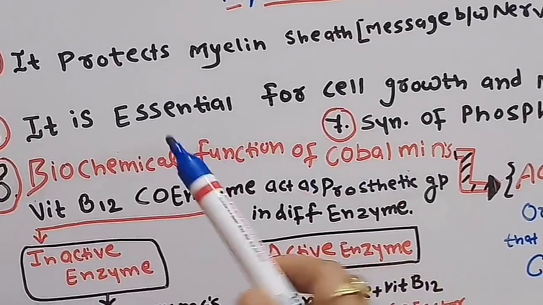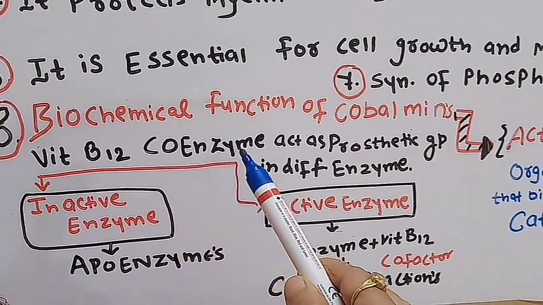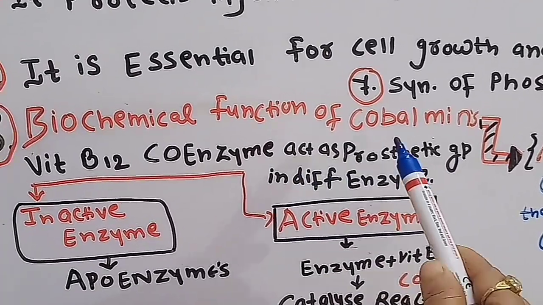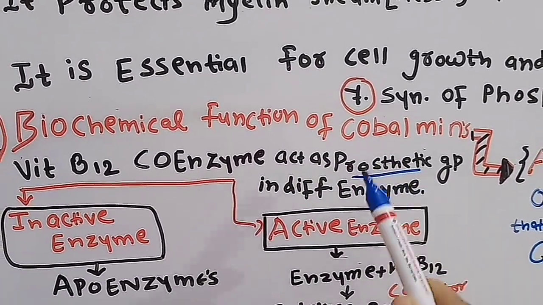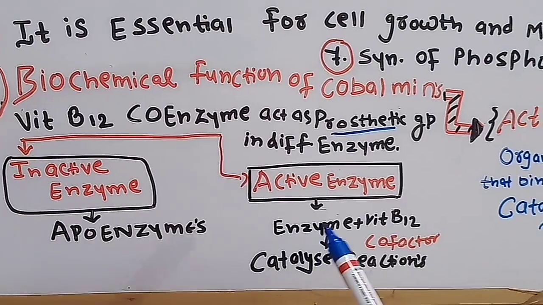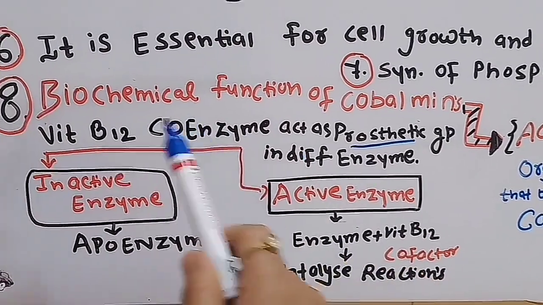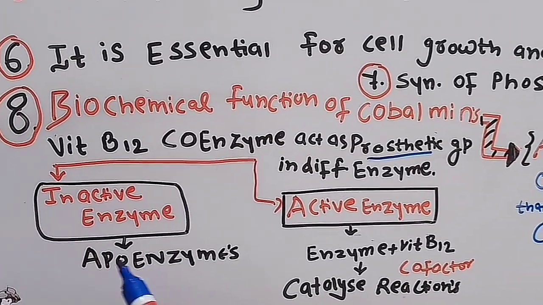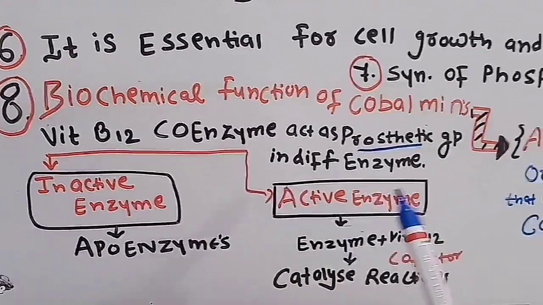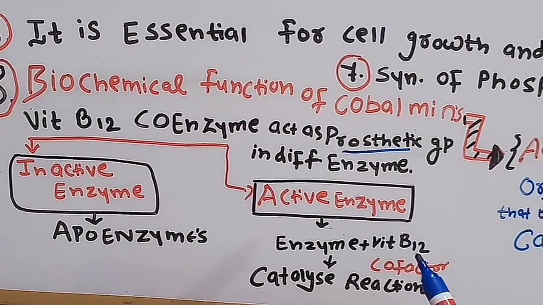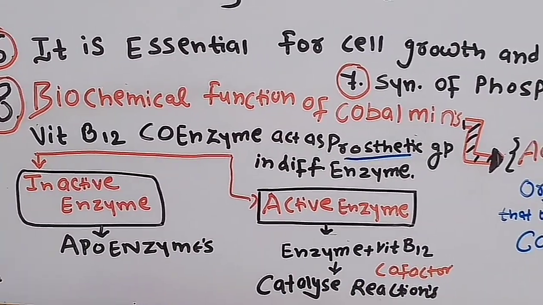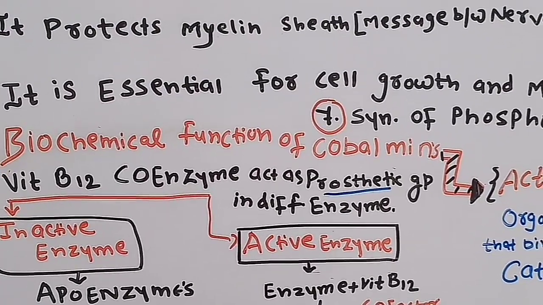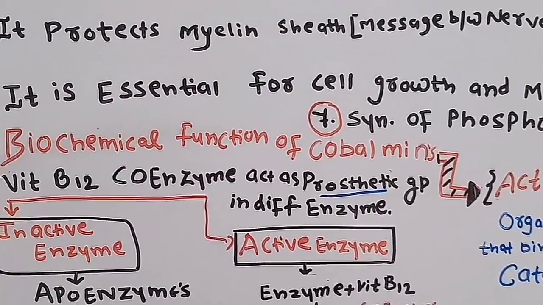So we can say that vitamin B12 acts as a coenzyme. It acts as a prosthetic group in different enzymes. Prosthetic group means a non-proteinous part. They will attach with the enzymes and catalyze the reaction. So if the enzymes are inactive, they are termed apoenzymes, and the active enzymes combine with our vitamin B12 and catalyze the reactions. Now let us see the details of the coenzymes and the enzymes which function to perform the biochemical reactions.